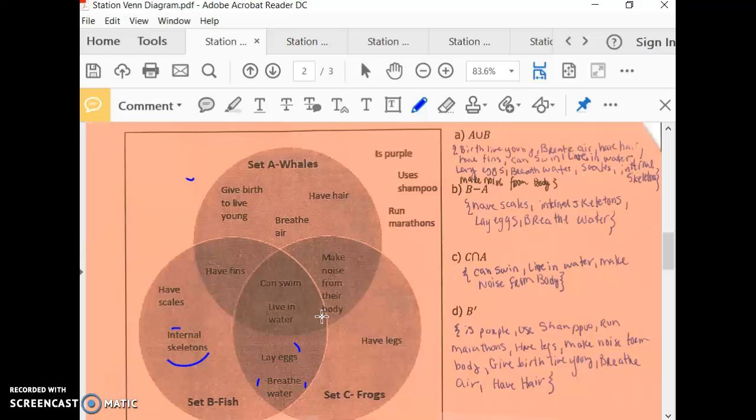Last one, B complement, so that's everything outside of B. So here's B, everything outside would be everything else, so I got 1, 2, 3, 4, 5, 6, 7, 8. So is purple, use the shampoo, run marathons, they have legs, make noise from their body, breathe air, have hair, and give birth to live young.